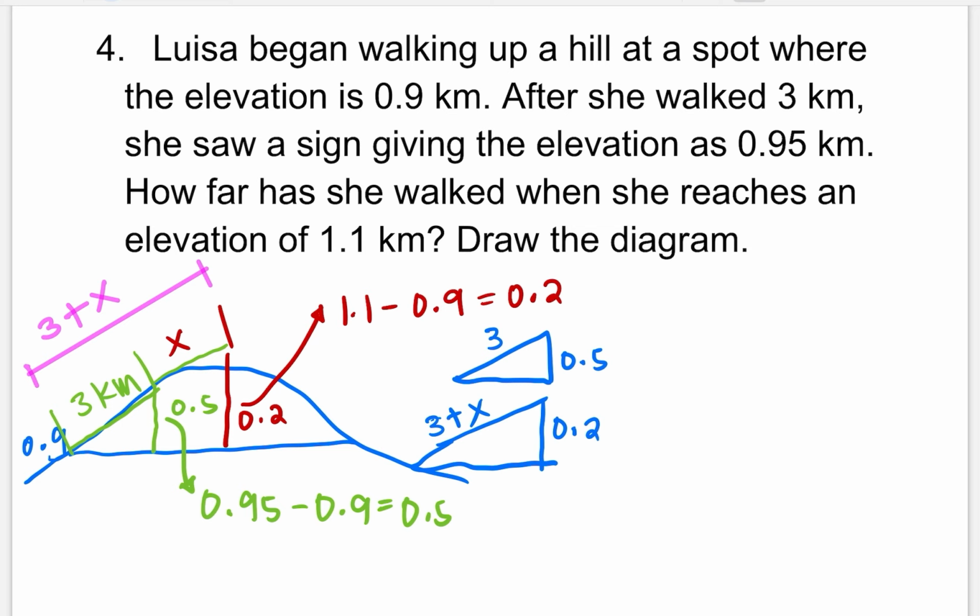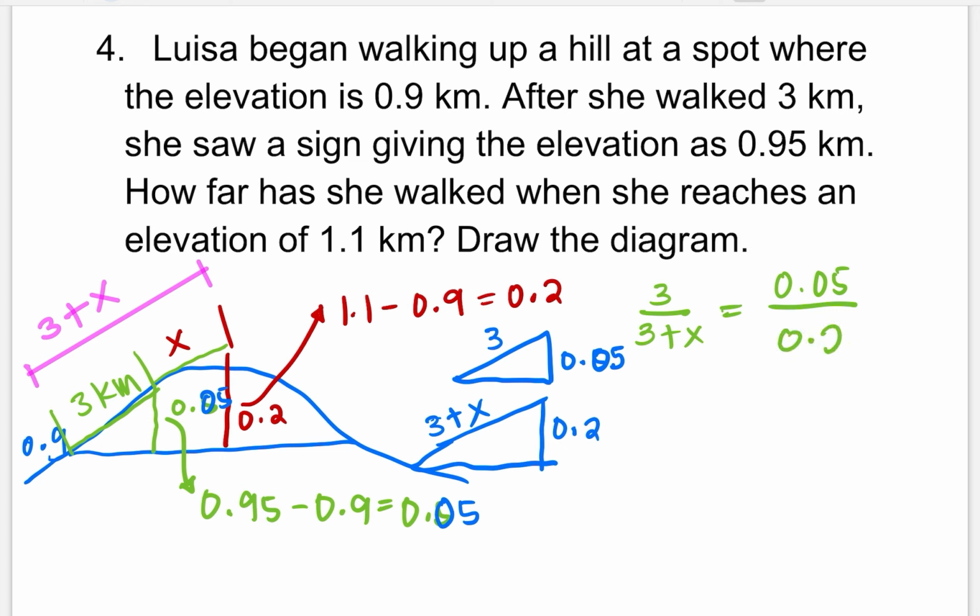So let's set up our proportion. We can start with 3 over 3 plus x equals 0.05 over, oh, hold on 1 second. I am so sorry. This right here is 0.05. Yes, so, I'm sorry, I stand corrected. So that is 0.05. Apologies. Okay, now that is corrected. Now let's move on. So this number right here is going to be 0.2.